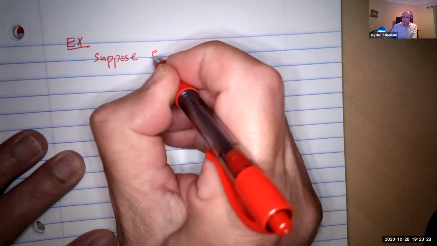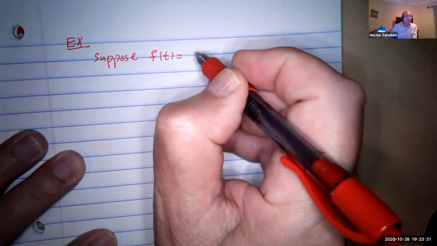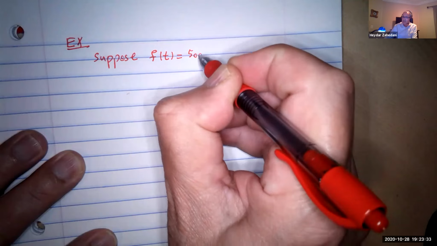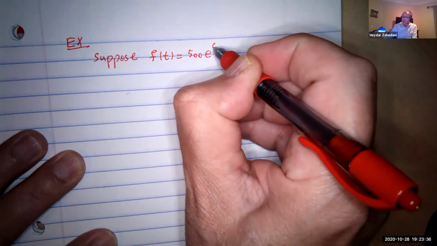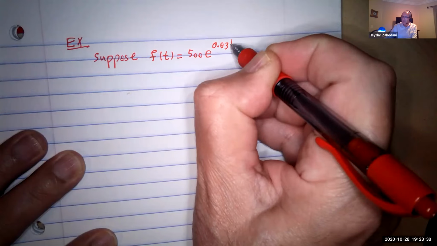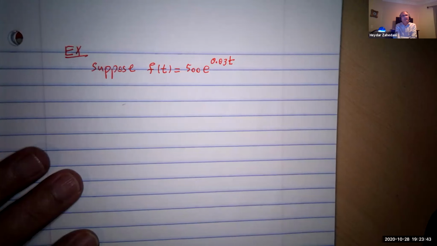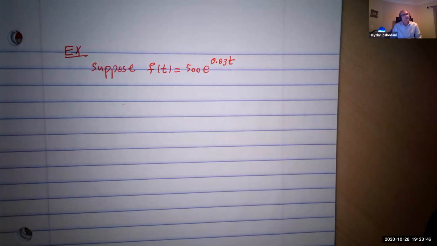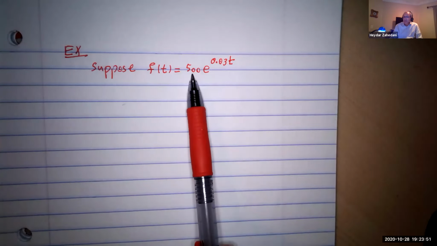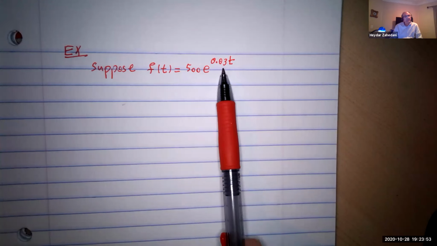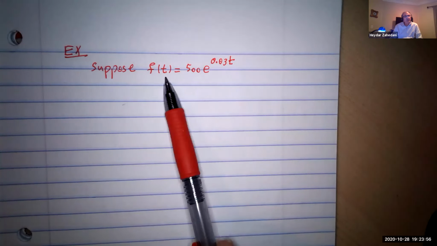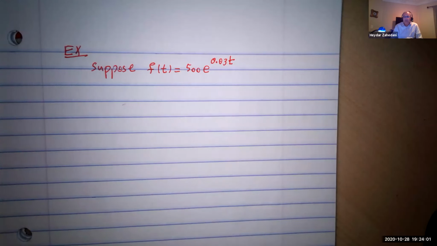This is the model that we are going to talk about later. Suppose f of t is equal to 500 e to the 0.03 t. This is the model that in the future we are going to call the growth model. It's like you can put your money in the bank, start with 500, and the bank gives you 3% interest. You want to know how much money you are going to have after t years, or t months. So that's a model.